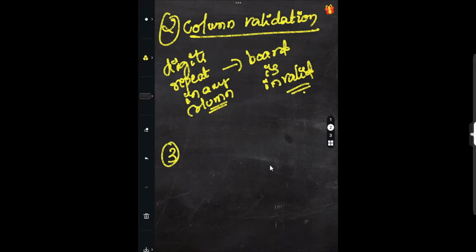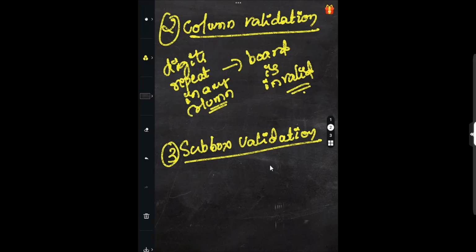Next, same goes with the sub box as well. So I'll just come here. Let me give here sub box validation. So here we will be maintaining a hash set for each sub box as well. Similar to the column validation and the row validation, we'll be maintaining a hash set for each sub box.